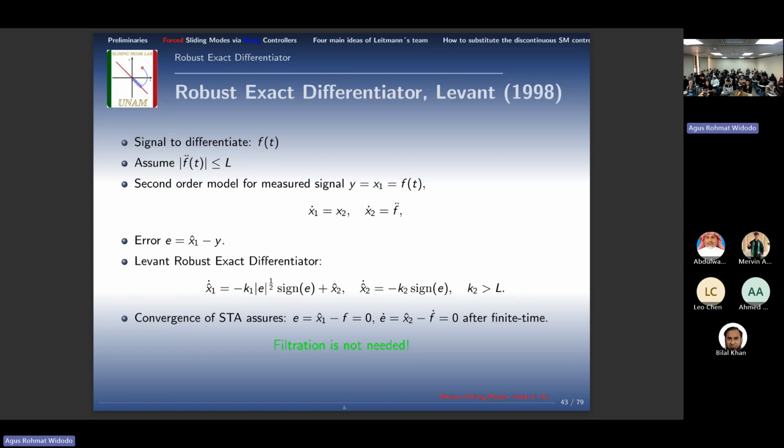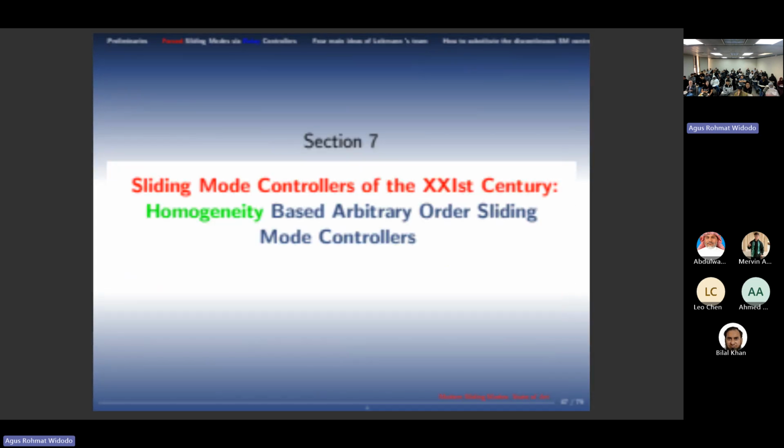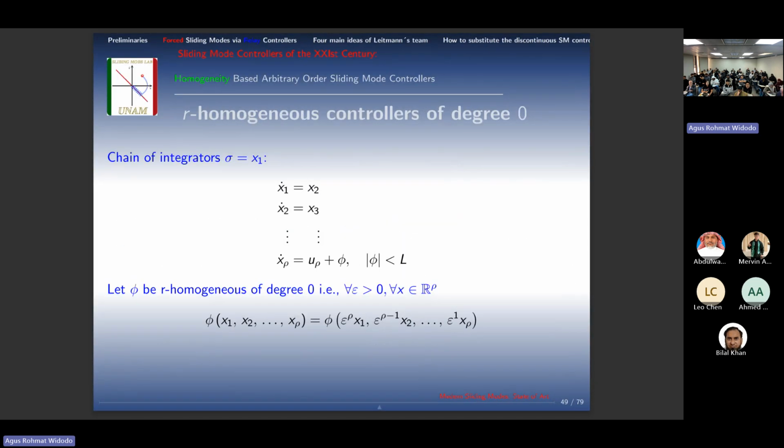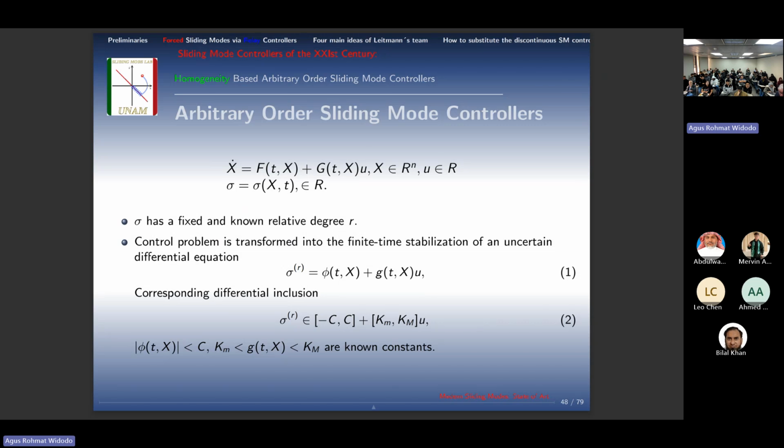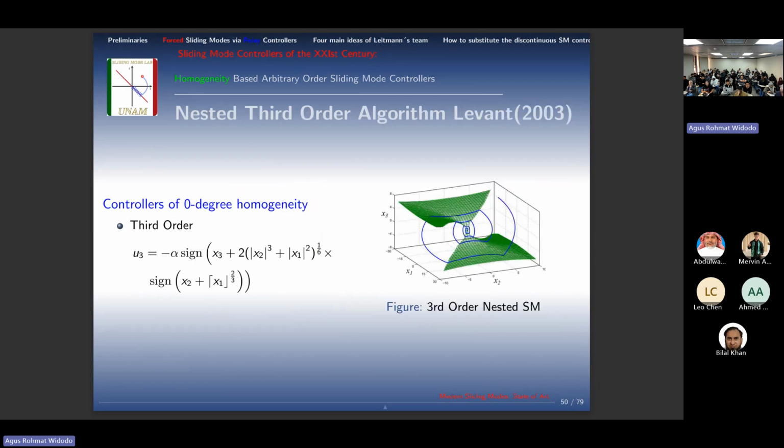I feel that my time is going to finish. That is why I will tell you just some words how it works in the general situation. In the general situation, you need to do something for arbitrary relative degree. And this is a kind of controller, for example, for the third order sliding mode. It looks crazy, but you see, this special choice of degrees allows it, even for the third order, to converge in finite time, but it is discontinuous.